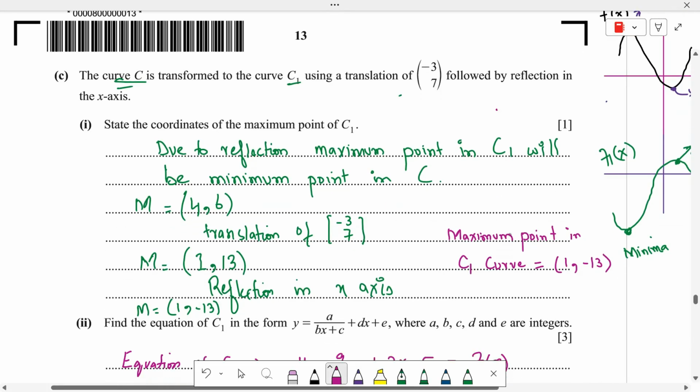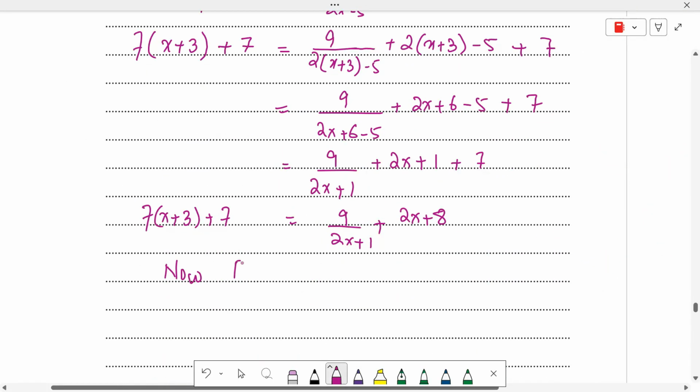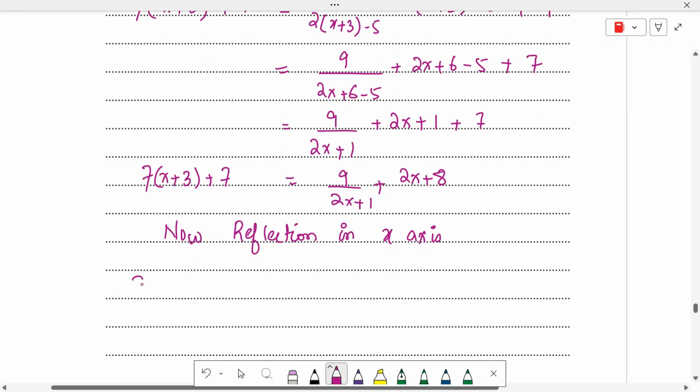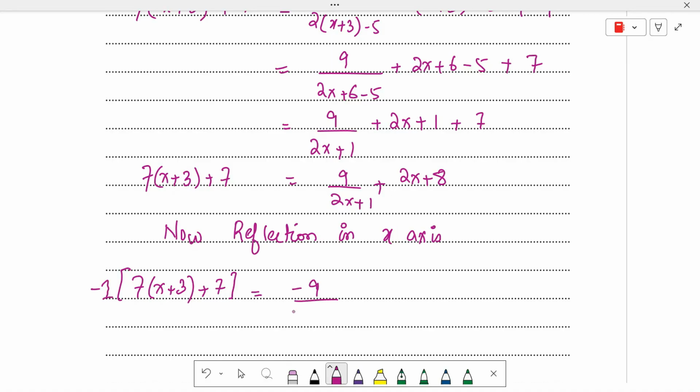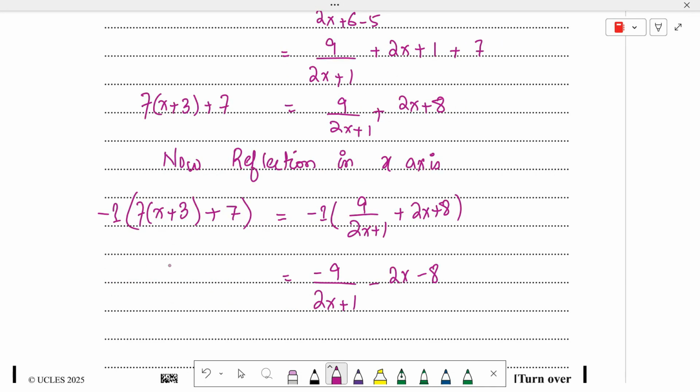Now the reflection in the x-axis. So this function f of (x plus 3) plus 7 will be multiplied by negative 1. So this will be equal to negative 9 over (2x plus 1) minus 2x minus 8. So this is the equation of C1, or you can say that this is f1 of x.